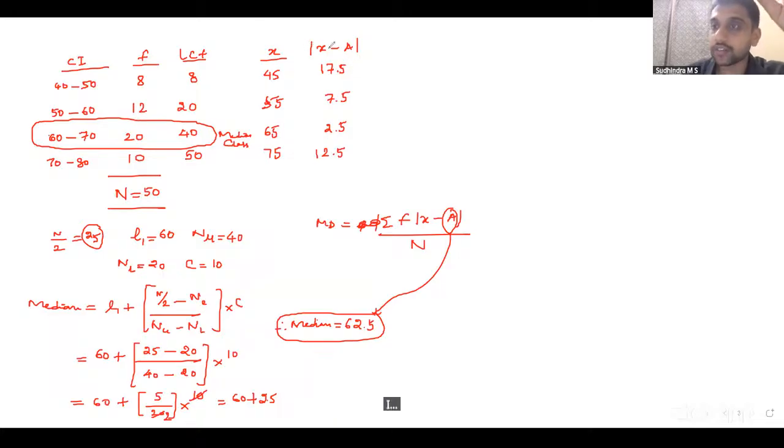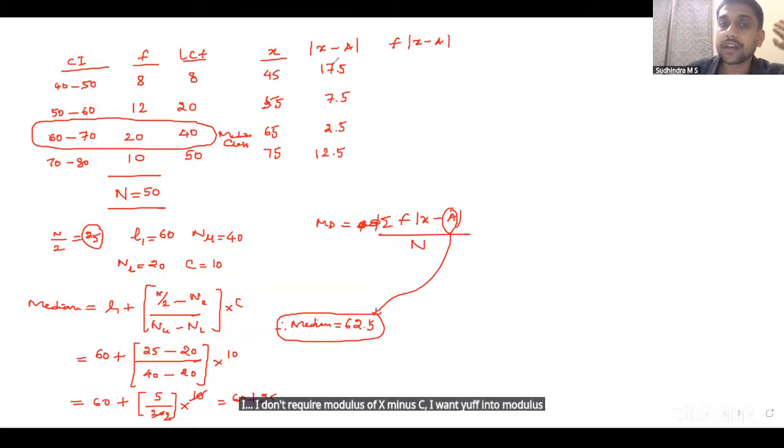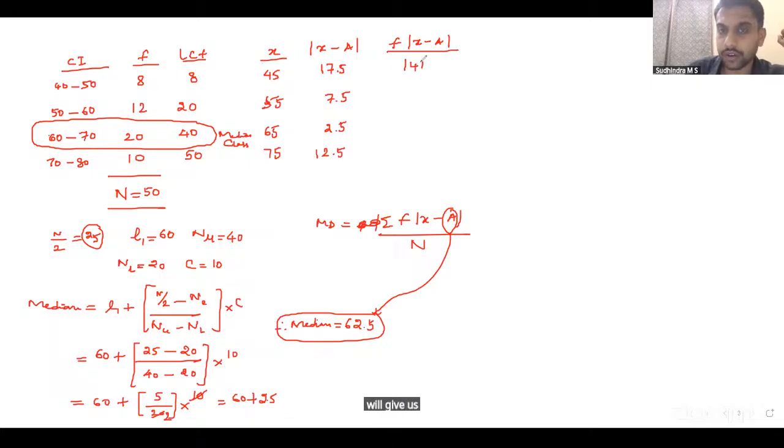I don't require just modulus of x minus a. I want f into modulus of x minus a, so this is multiplied by the frequencies. 17.5 into 8 will give us 140. 7.5 into 12, 90. 2.5 into 20, 50. 12.5 into 10, 125. What is this total? 405.